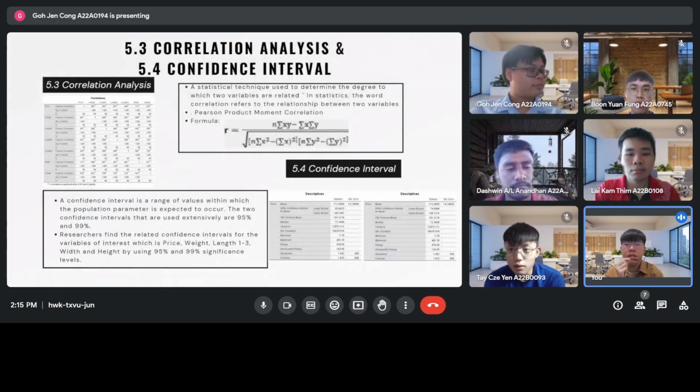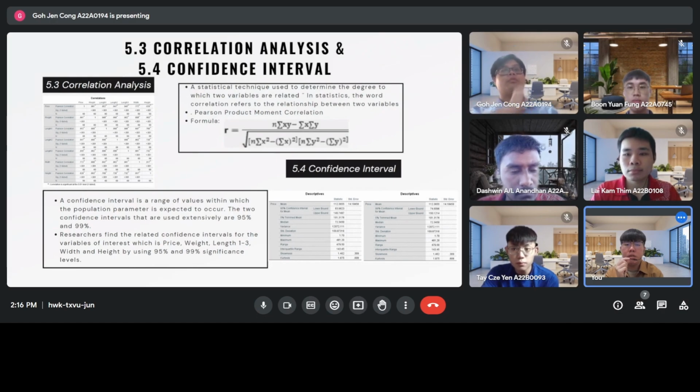5.3 correlation analysis is the statistical technique used to determine the degree to which two variables are related. In statistics, the word correlation refers to the relationship between two variables. For this assignment, we use Pearson product moment correlation to calculate the correlation analysis. The formula we use is shown in the picture. As an example, there is a strong direct positive correlation between price and weight. It was because the R is equal to 0.981.